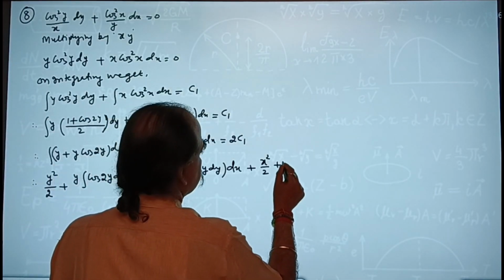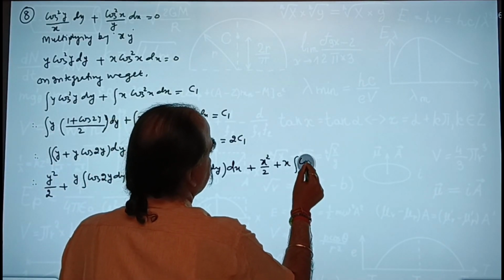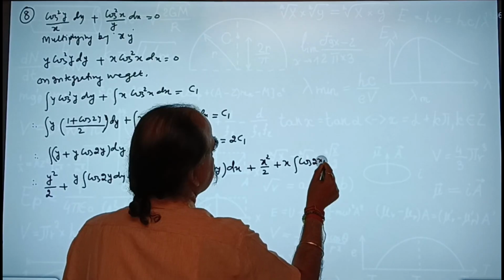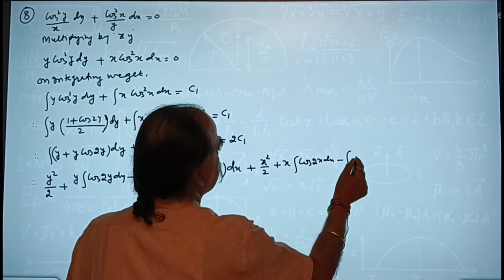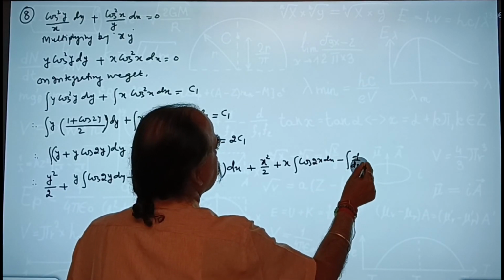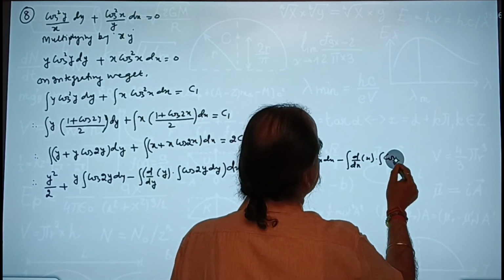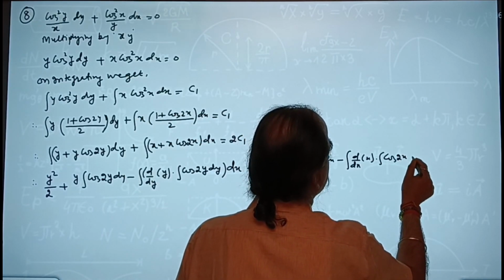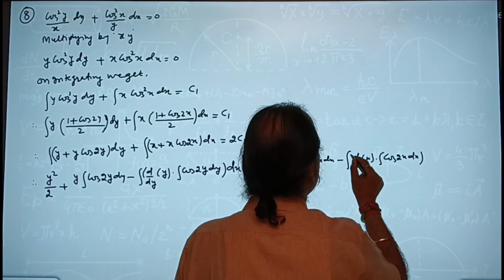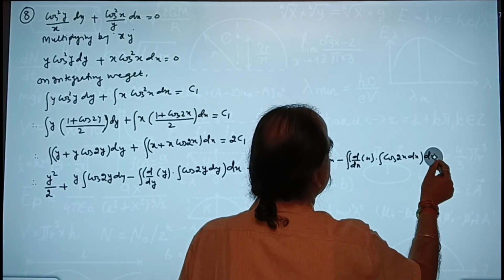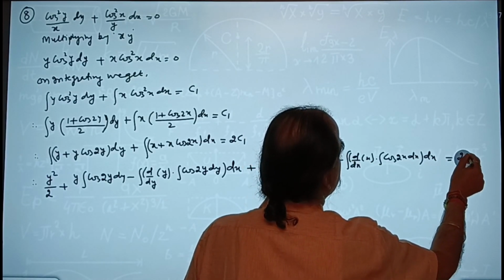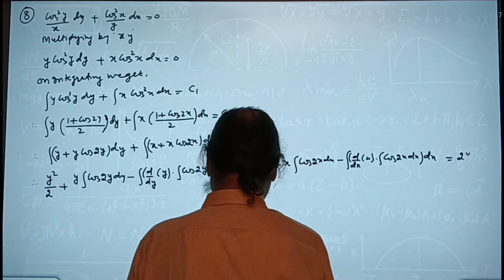So x integral cos 2x dx minus an integral derivative of x into integral cos 2x dx, the whole dx is equal to 2c1.